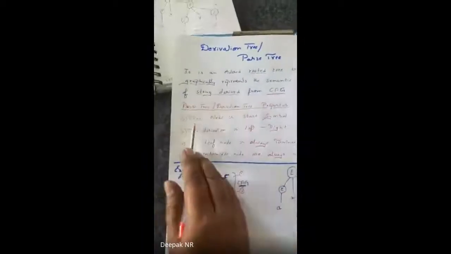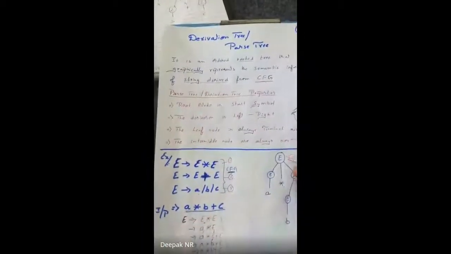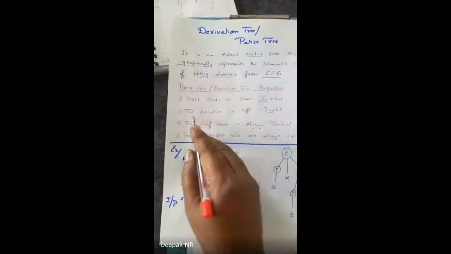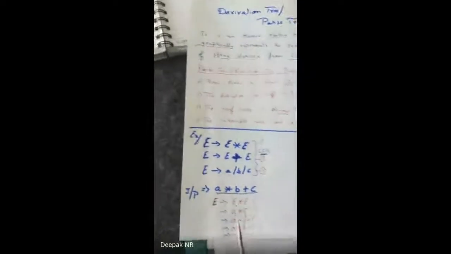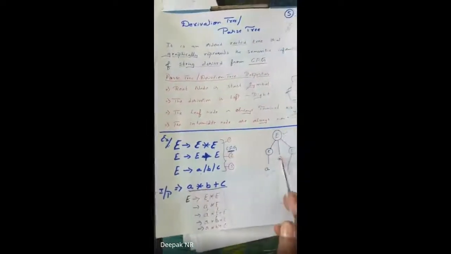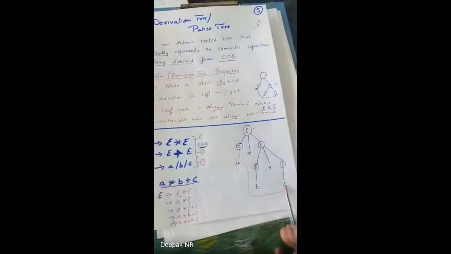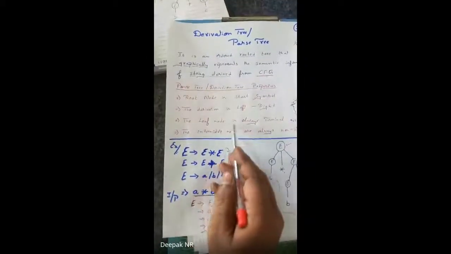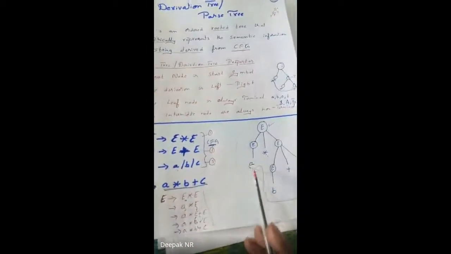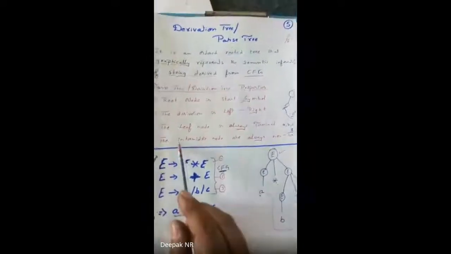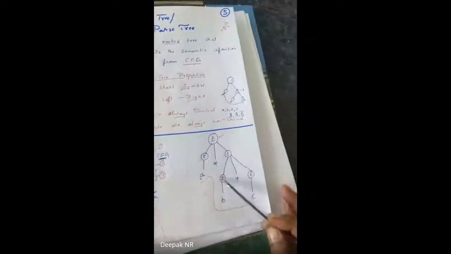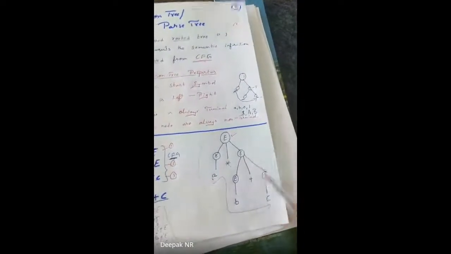My first property: the root node should be a start symbol. Yes, my root node is a start symbol. Then the derivation should be from left to right. Yes, it is. And the answer should be A star B plus C. Correct. My third point: leaf nodes should always be terminals. The leaf node means the end node, and end nodes are always terminals. Then intermediate nodes are non-terminals. Yes, these intermediate nodes are non-terminals. Is that clear, guys? This concept is called a derivation tree.